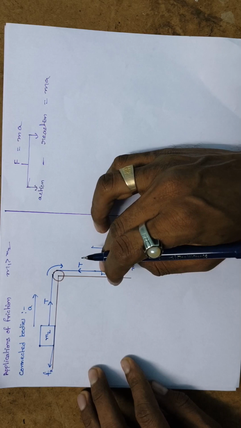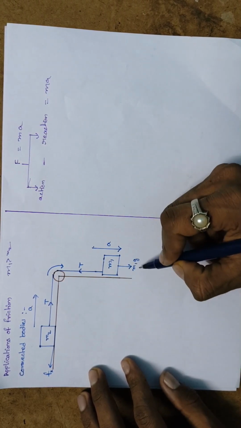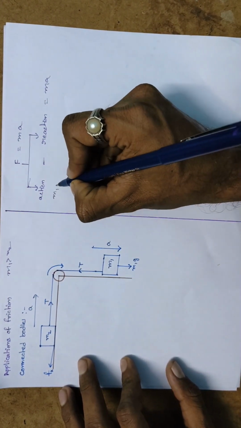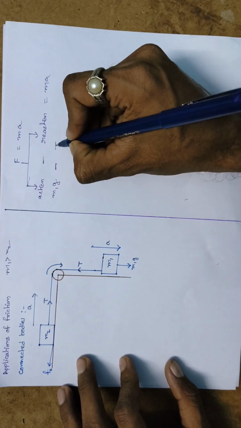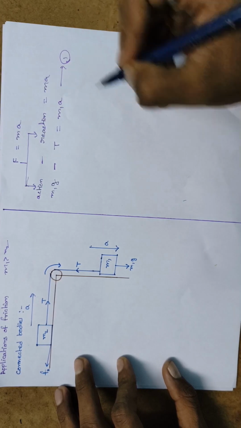Now leave the second part. According to the first part, the first body is coming downward, right? That means the weight m1g is the action, tension is the reaction. So we can write it as m1g minus T is equal to m1a. Let us assume this is equation number 1.